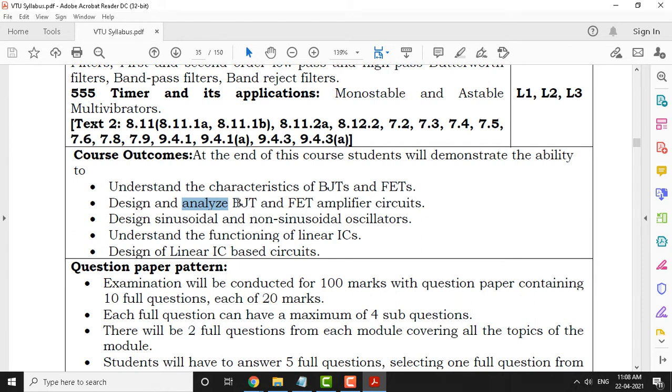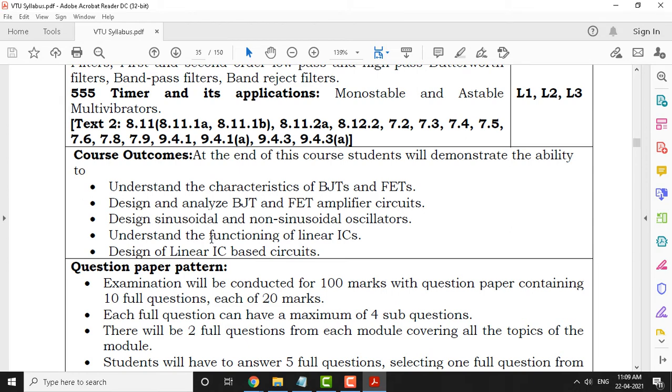Here we will take two fundamental devices and rig up the amplifiers. One is BJT and the other one is FET. So these two devices we are going to use in the amplifier circuit design. And when it comes to oscillators, again there is one more outcome here. We need to design sinusoidal and non-sinusoidal oscillators. Here the analysis part is not given, we just design and we stop at that point itself.